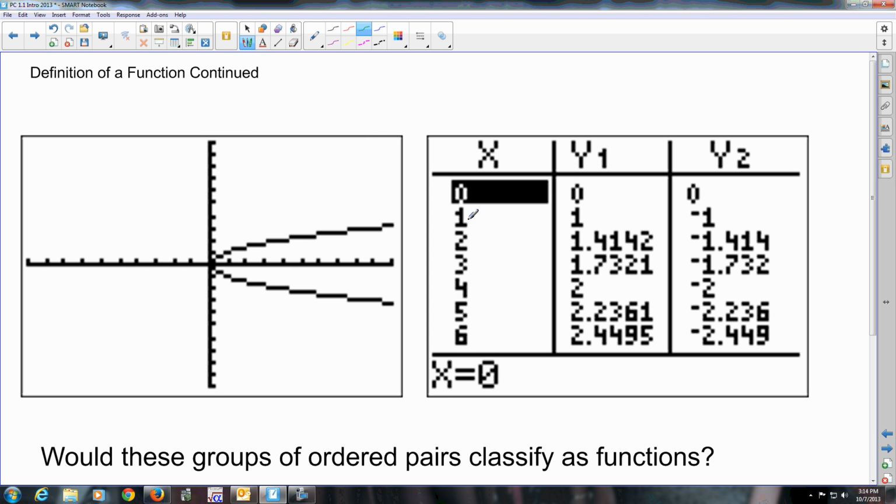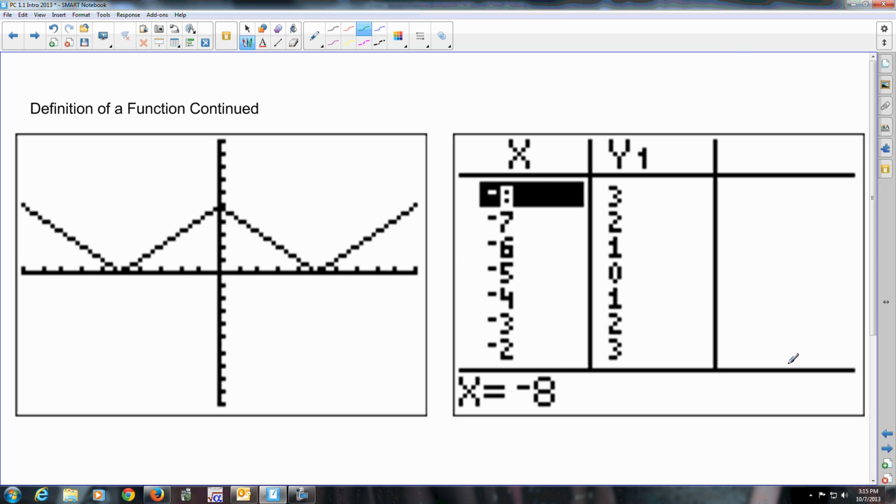Here's another one. For this value of x, there are two different y values. Two different y's for all of these. This is not a function, because for every x, there's supposed to be only one y, and there isn't. And what I'm trying to show you guys is from the picture and from the table, and I'll come back to the picture in just a minute from the graph.